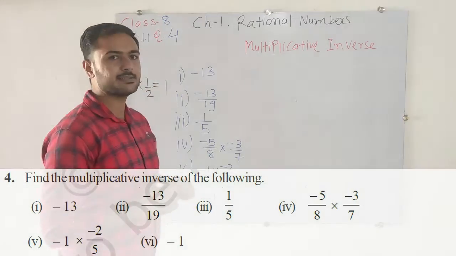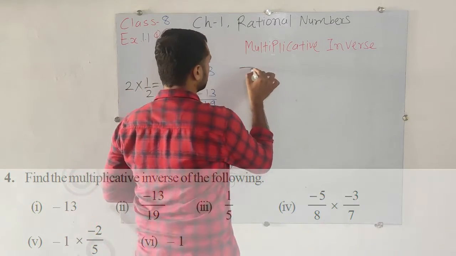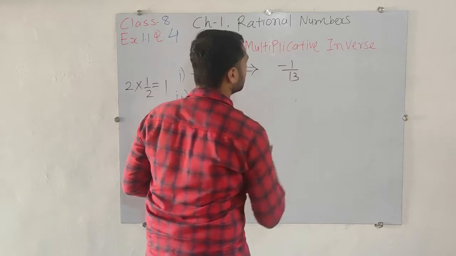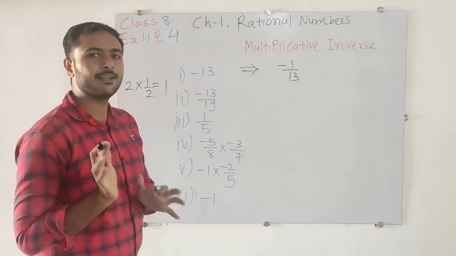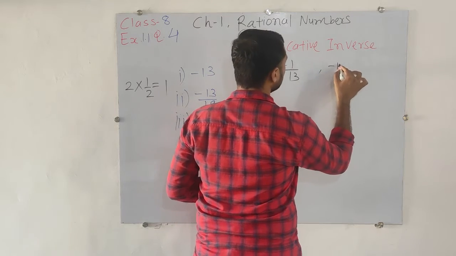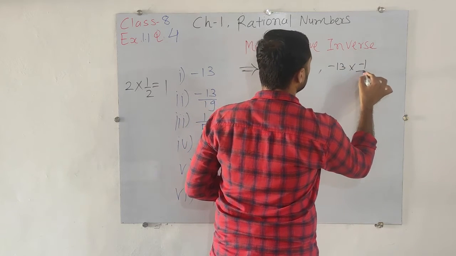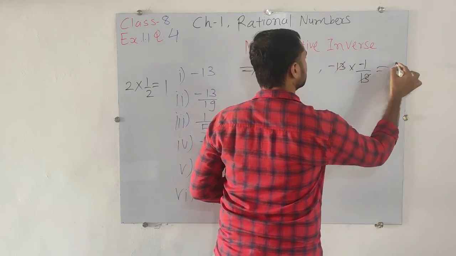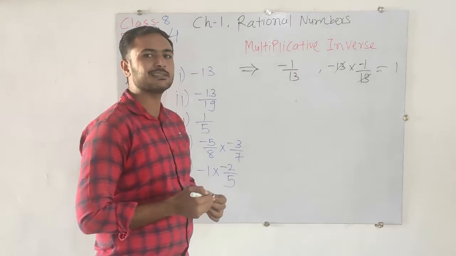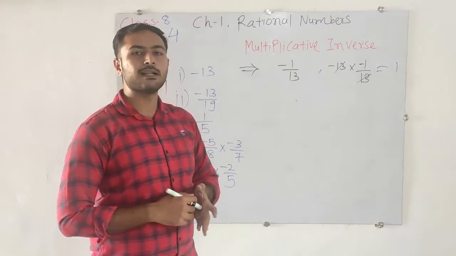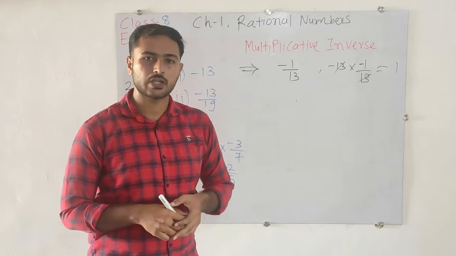The first one, that is minus 13. Okay. Minus 13. So for minus 13, I can write minus 1 by 13. Minus 1 by 13. And if you want to verify, let's verify here. That is minus 13 multiplied by minus 1 by 13. 13 cancels. Minus minus plus. So that is plus 1. Here we got the answer plus 1. It means minus 1 by 13 is the multiplicative inverse for minus 13.